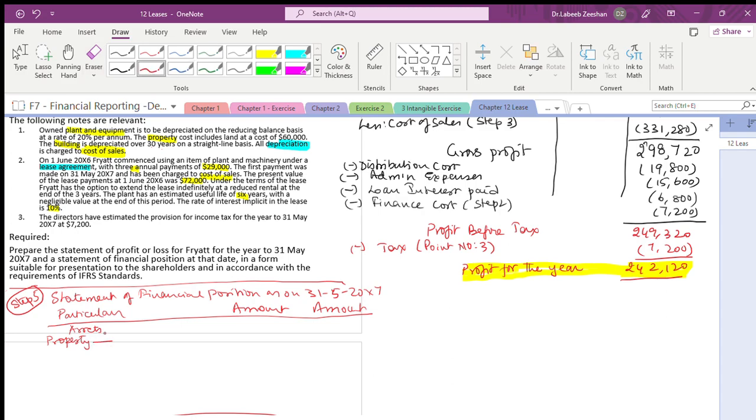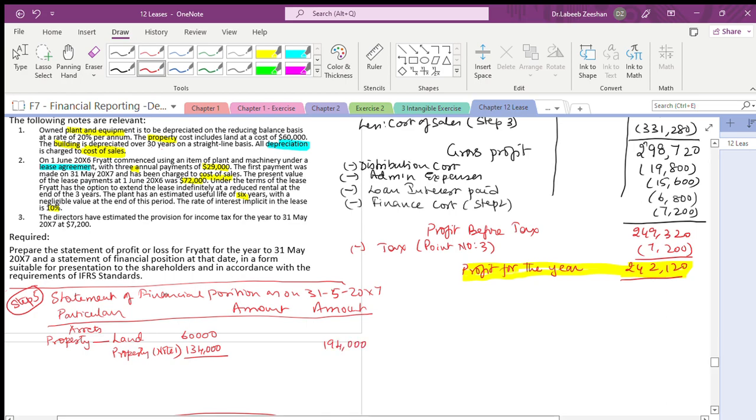Property, how much is property? Land is 60,000. Property is in note 1, okay? How much? 134,000. If you add both, it comes to 194,000.